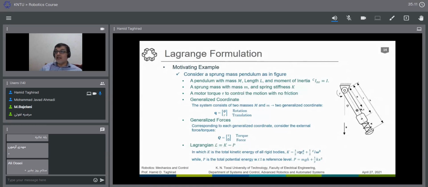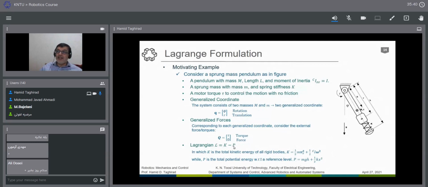And this should be found for each mass, each rigid body of the system. Maybe the system is a multi-body system, a robot with 6 degrees of freedom. It has 6 links, so we have 6 different parts. We should find each one of them one by one, these velocities and kinetic energy and potential energy. Then the rest can be done by Maple or by MATLAB.